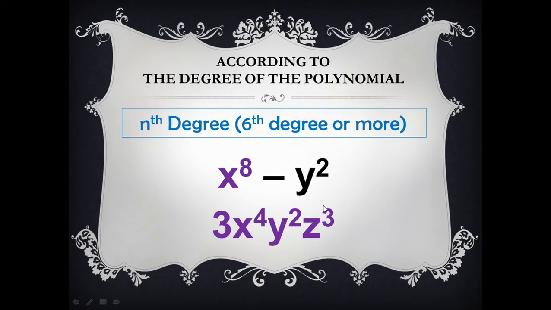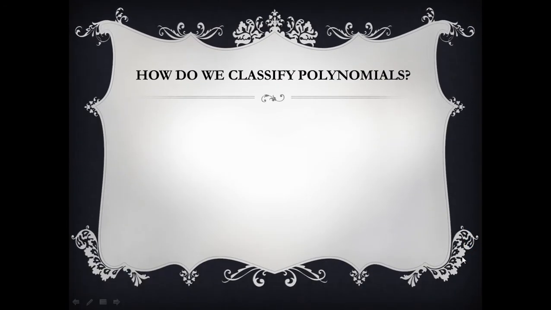How about the second polynomial? What is the degree? Okay, so we have to add 4, 2, and 3. So that will be 9. So the polynomial is in the 9th degree. We are done with the degree of the polynomial.